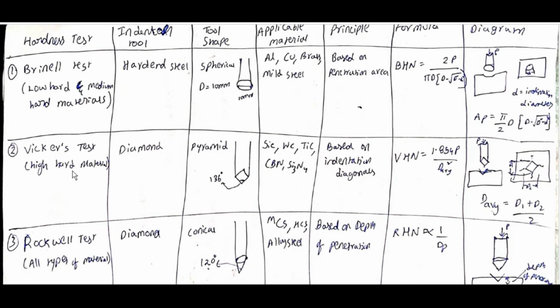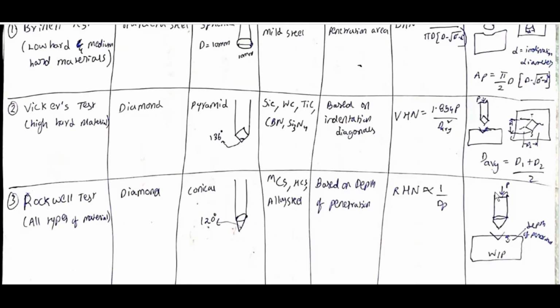Vickers test: for high hard materials, with a diamond tool shaped as a pyramid of 136 degrees. Applicable materials are SiC, WC, TiC, CBN, and Si3N4. It is based on indentation diagonals. VHN is equal to 1.854 P by D average square, where D average is equal to D1 plus D2 by 2.